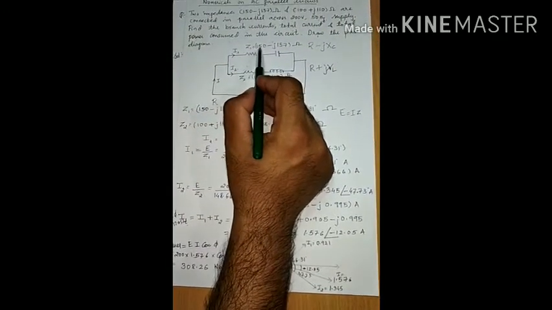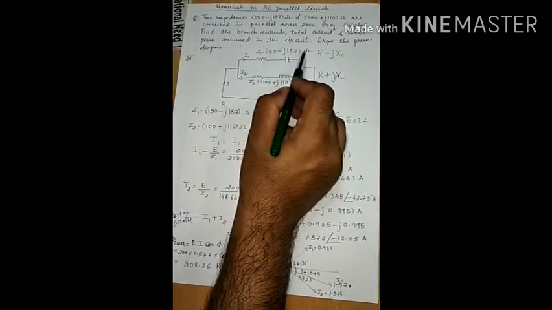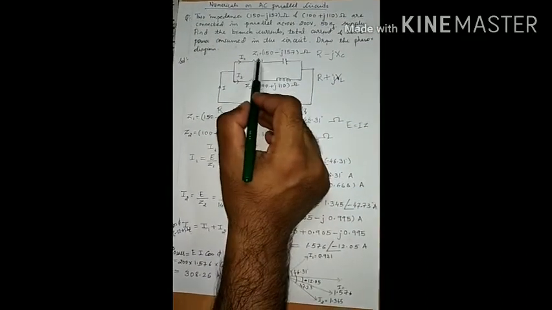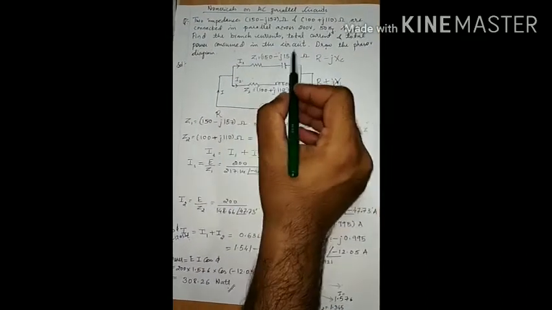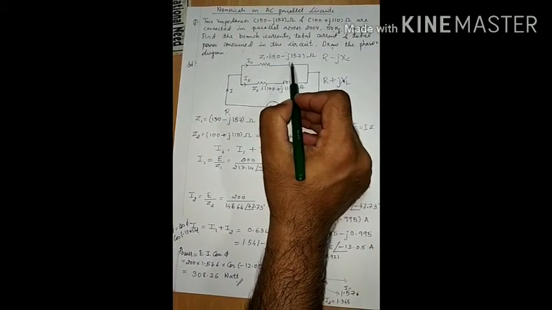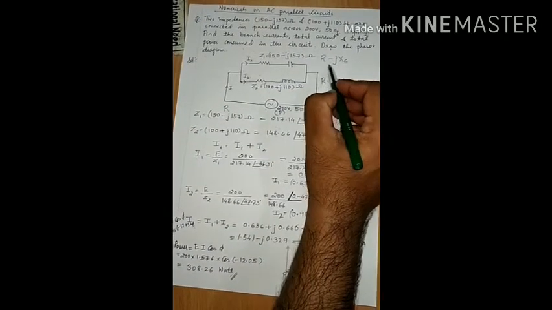The first branch is of 150 minus J157 ohm. This is one total impedance. Now why is it 150 minus J157? Because the value of R is 150 ohm and this symbol is nothing but your capacitor, whose value is 157 ohm, which is nothing but R minus JXC.